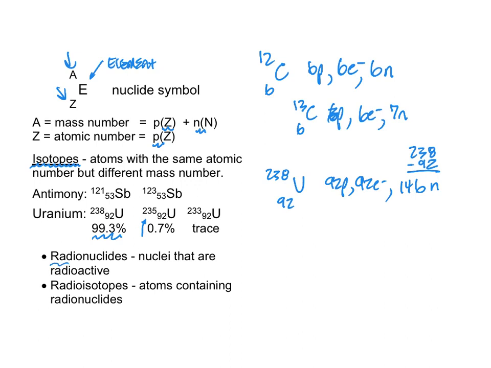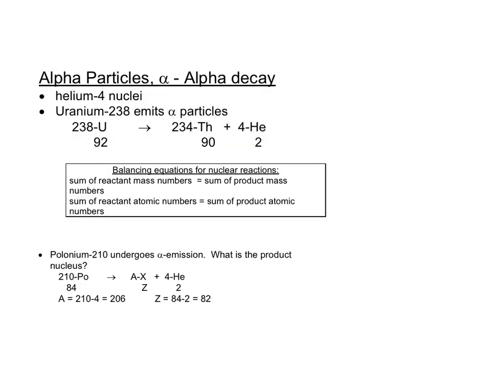If someone uses the word radionuclides, they are talking about all sorts of nuclei that are radioactive. If they talk about a radioisotope, that is an atom containing radionuclides. So again, language, but the most important thing is, can you figure out the number of protons, electrons, and neutrons, and do you know what an isotope is? Atoms with the same atomic numbers, but a different mass number.